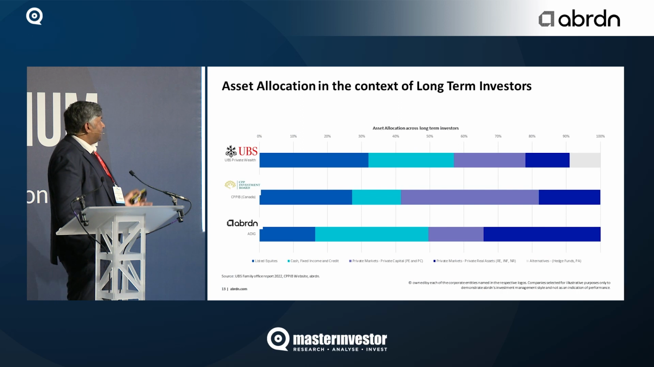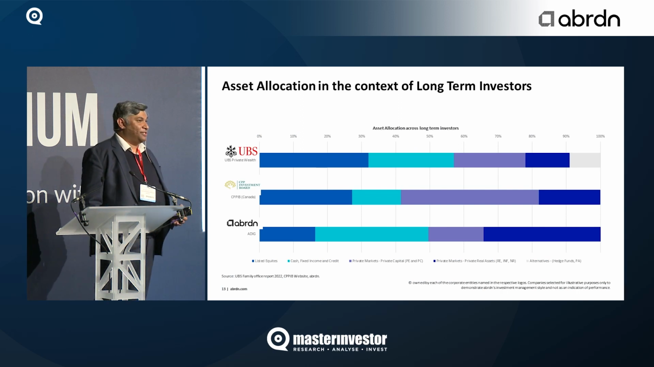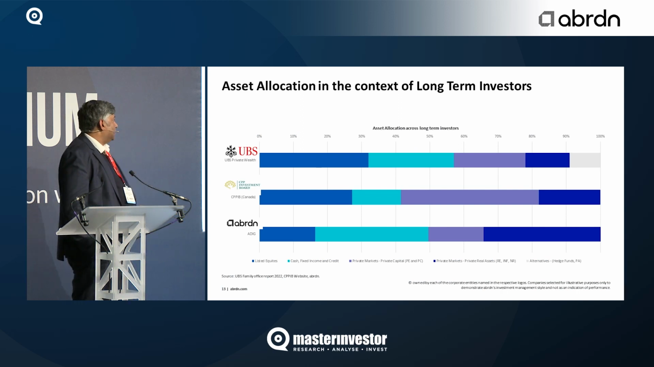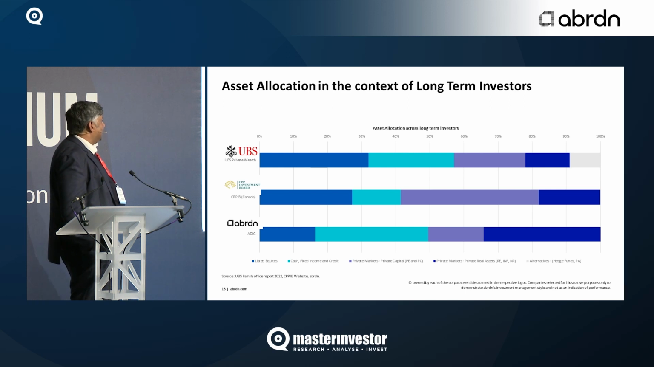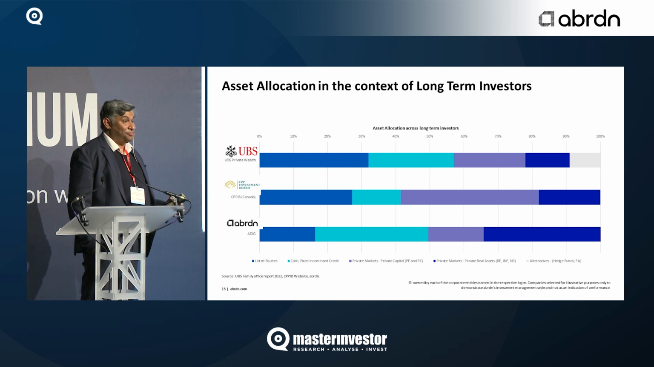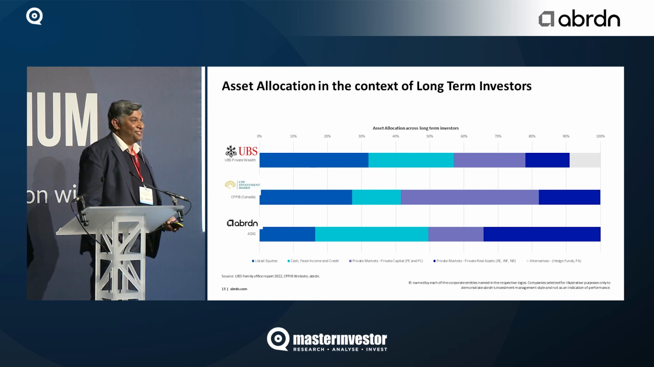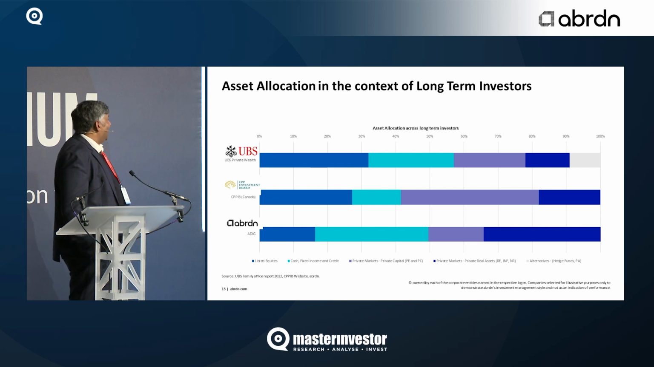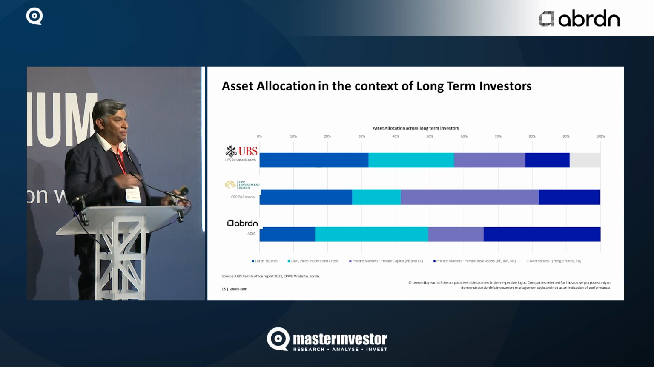So asset allocation in terms of long-term investors has really evolved quite significantly. I've highlighted two different types of investors here. UBS Private Wealth is one of the largest private banks in the world, probably even bigger 2 weekends ago after they've taken over Credit Suisse. But for their long-term growth portfolios, they build portfolios that involve both public and private markets.